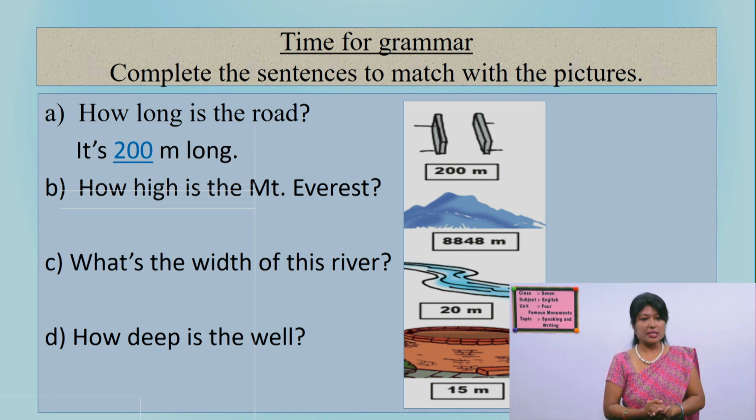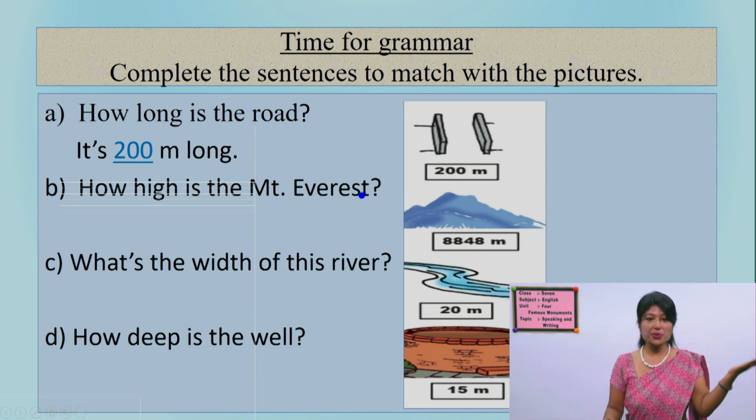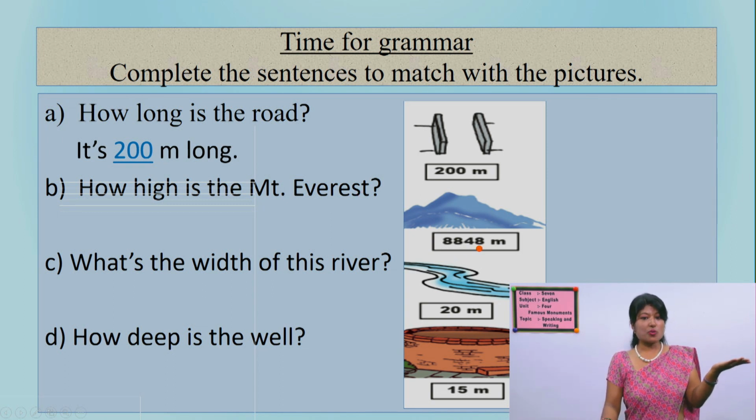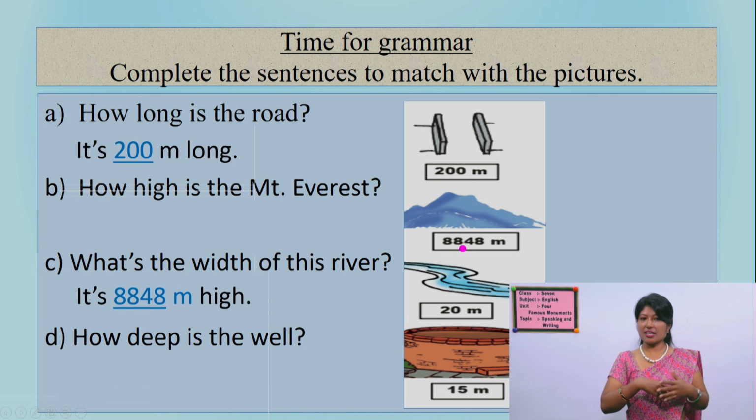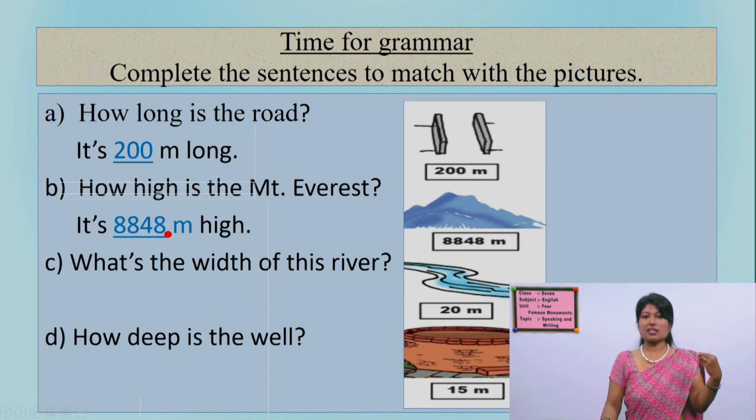Now B. How high is Mount Everest? So how do you answer it? This figure into a sentence. So we say, it's 8,848 meters high. Okay. How do we answer? It's 8,848 meters high. This is the way we answer.